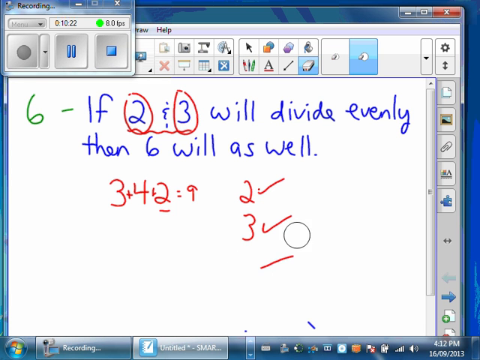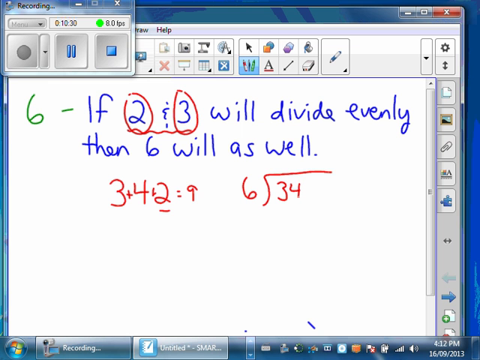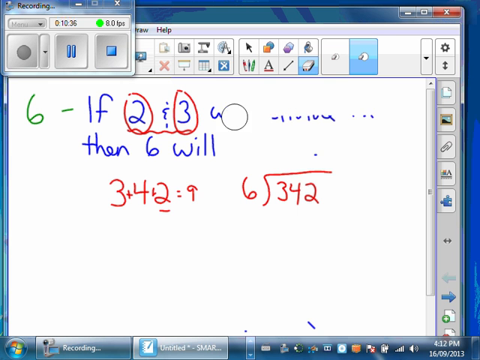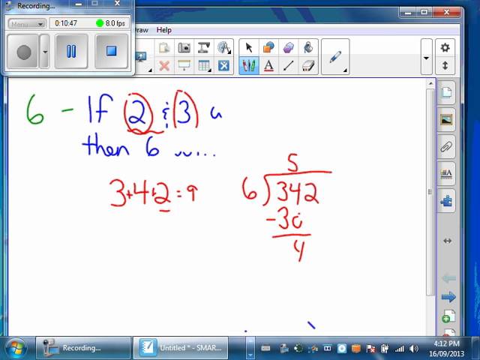Well, let's just check it out and see if we're right. We're going to go 6 into 342. Okay, 6 into 34 goes 5 times. 5 times 6 is 30. Subtract, that leaves 4, bring down the 2. 6 goes into 42 7 times. 7 times 6 is 42. And we know that 6 goes into 342 57 times.